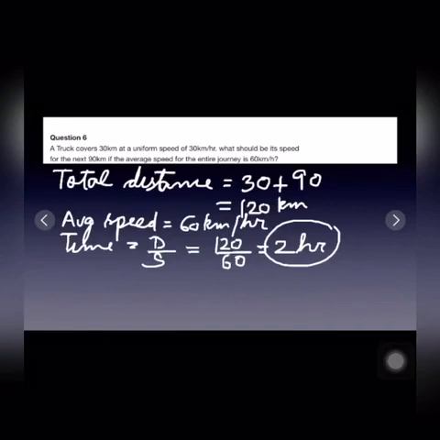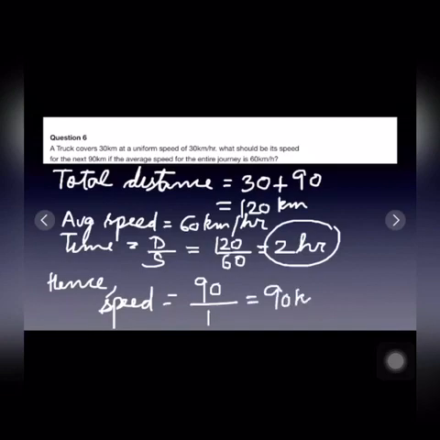So 1 hour is taken when traveling with 30 km per hour for 30 km. So the truck has to cover 90 km in 1 hour in order to have the average speed of 60 km per hour. Hence, speed should be 90, that is distance, upon time, which is 1. So 90 km per hour is the speed for the next 90 km.